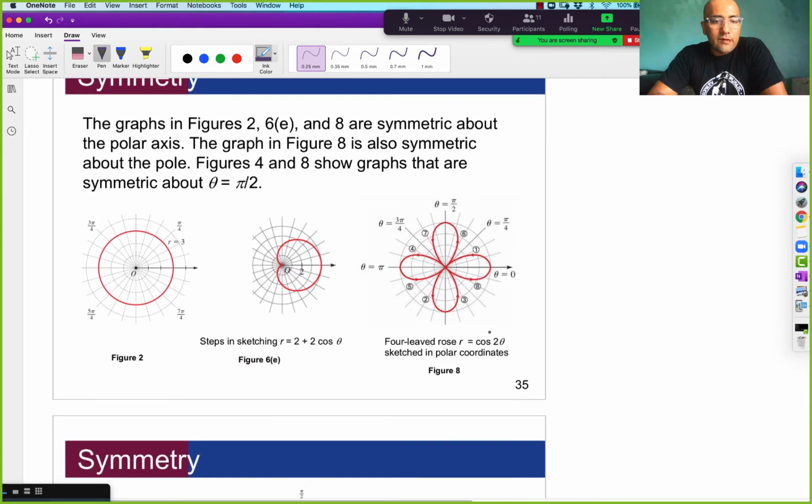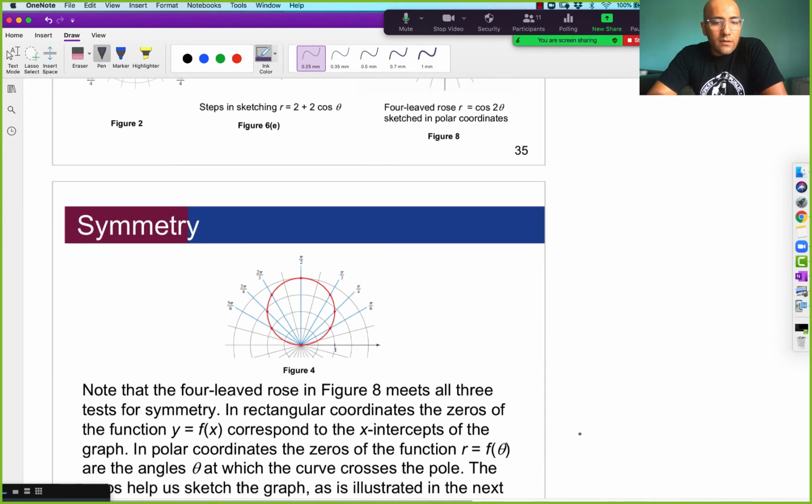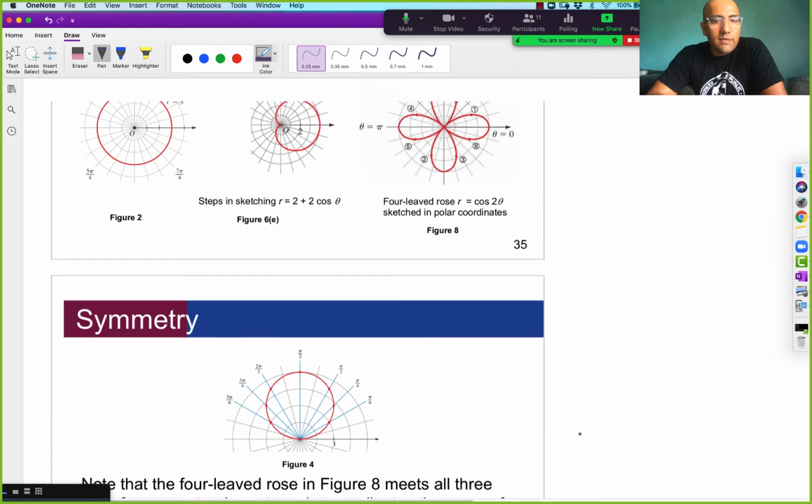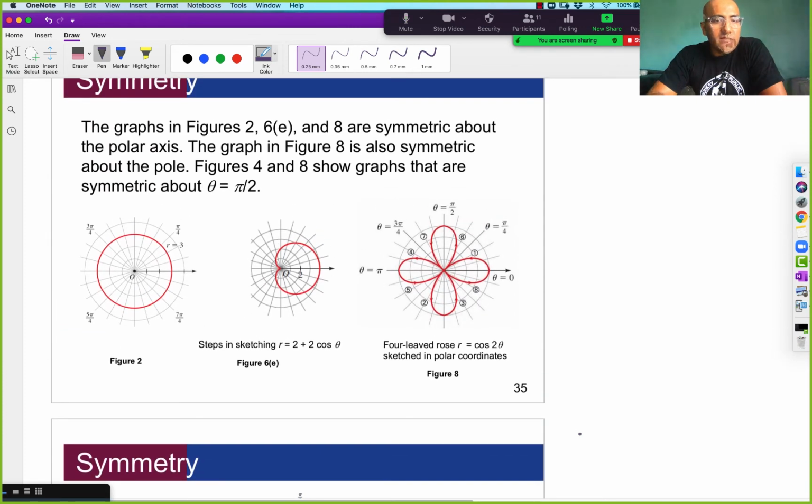Here are some nice little graphs that we've worked with. So we had r equals 3, we had r equals 2 plus 2 cosine theta, we had r equals cosine of 2 theta. And here's another one. I'm not sure what that one is. Just like a circle of some kind. Anyway, we can establish symmetry. The graphs in figures 2, 6, and 8 are symmetric about the polar axis. The graph 8 is also symmetric about the pole. Graphs 4 and 8 are graphs that are symmetric about pi over 2.